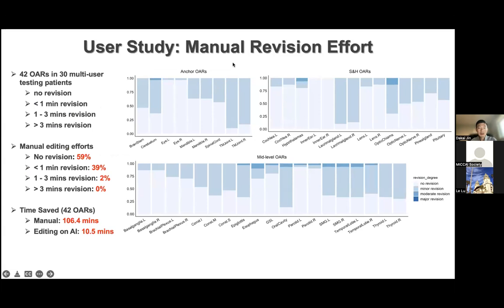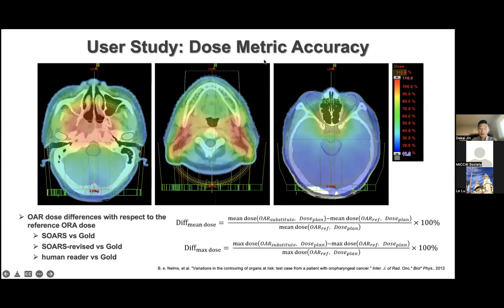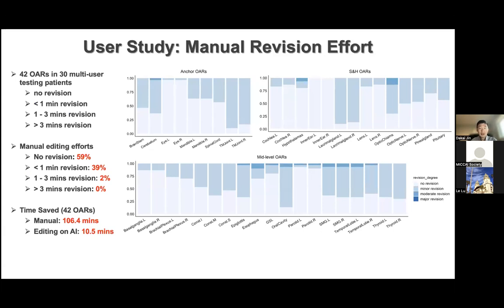There's also another user study on evaluating the manual revision efforts. That means there are senior physicians. They examine each organ in the testing patients, and then they estimate the editing efforts for these organs: no revision, or less than 1 minute revision, or 1 to 3 minutes revision, or larger than 3 minutes revision.